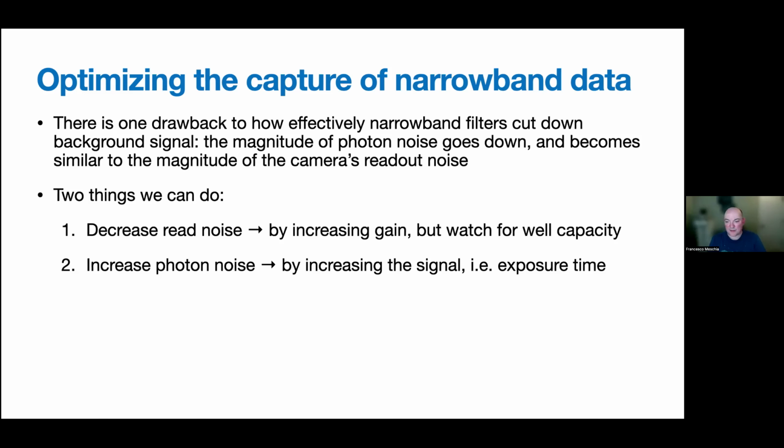One thing it's important to be careful about is that you watch your well capacity. So most cameras, actually all cameras, have the largest full well capacity at low gain, where the read noise is higher, and the full well capacity decreases proportionally as you increase the gain. The other thing you can do, although it seems counterintuitive, is to increase the photon noise. Now, why on earth would we want to increase noise? Because actually you're not increasing noise, you're increasing the signal, and noise goes up as a consequence. And increasing the signal in this case means that you increase the exposure time. So you expose for a longer time.